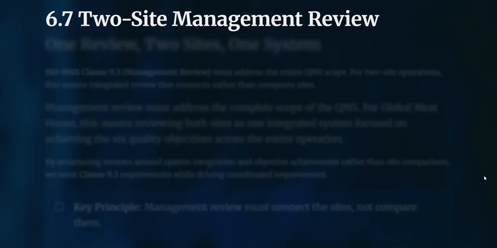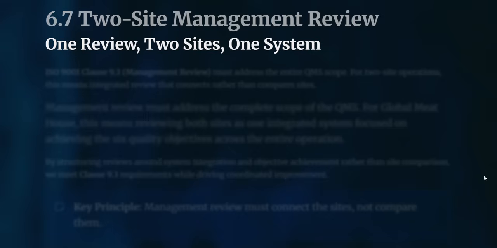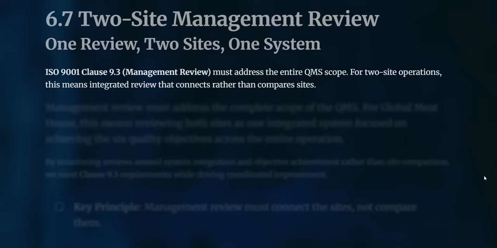The seventh topic today is two-site management review. We will have one review of two sites, and we have one system. ISO 9001 Clause 9.3 management review must address the entire quality management system scope. For two-site operations, this means an integrated review that connects rather than compares the two sites.